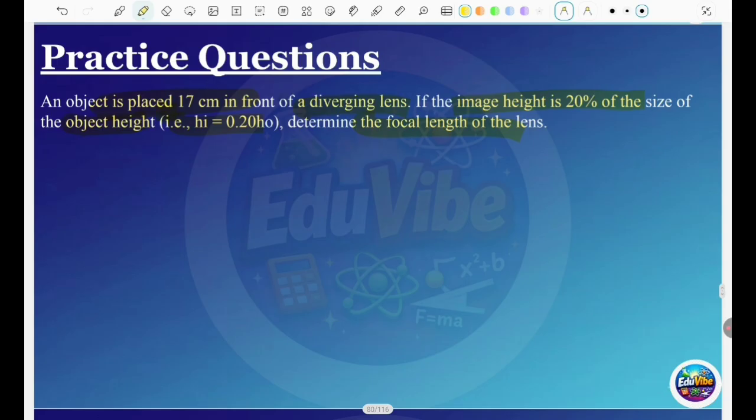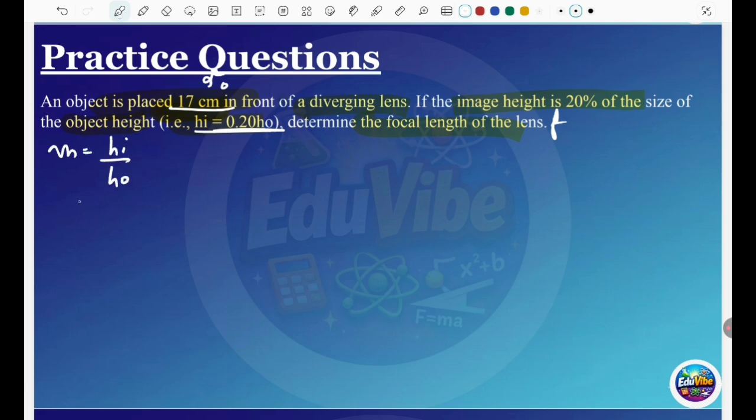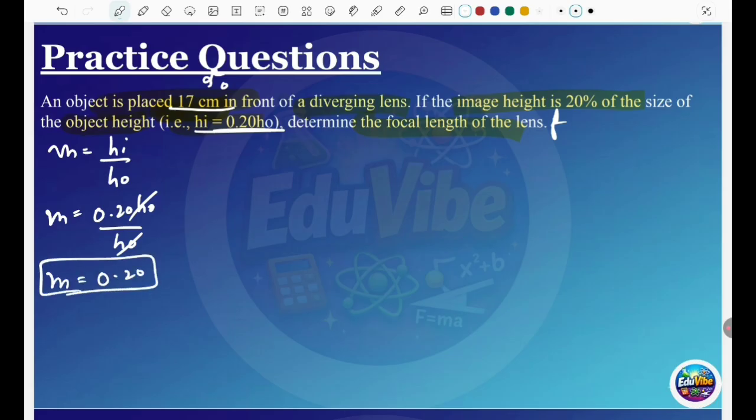So they've given you the DO. DO is given, and they also mention the HI. And you have to find the focal length, which is F. Basically, you don't have anything, but you start doing something. So M is equal to HI upon HO, you know that. You know HI is equal to 0.20 HO, upon HO. HO and HO cancel out. You will get your magnification of 0.20, from where you can find the DI.